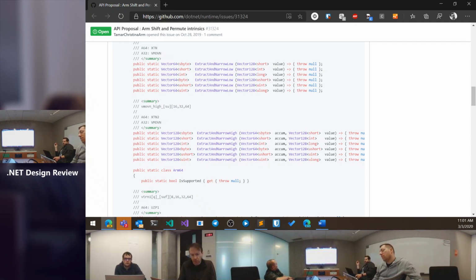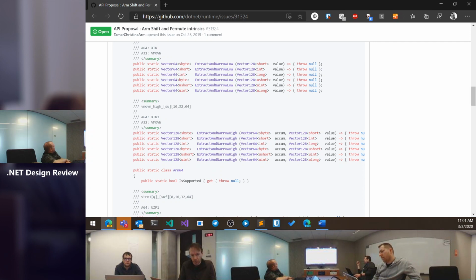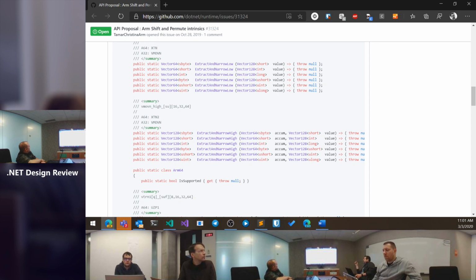The low and the high are supposed to have a different number of parameters? Yes, because in the case of low, it clears the upper half, while in the case of high, it writes the upper half without affecting the other bits. So effectively, you would do low, and then you would use the result of that as the accumulator in the high operation.